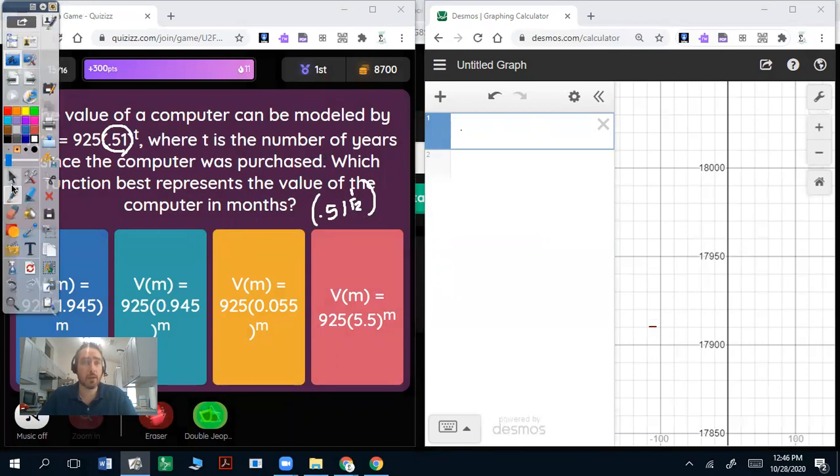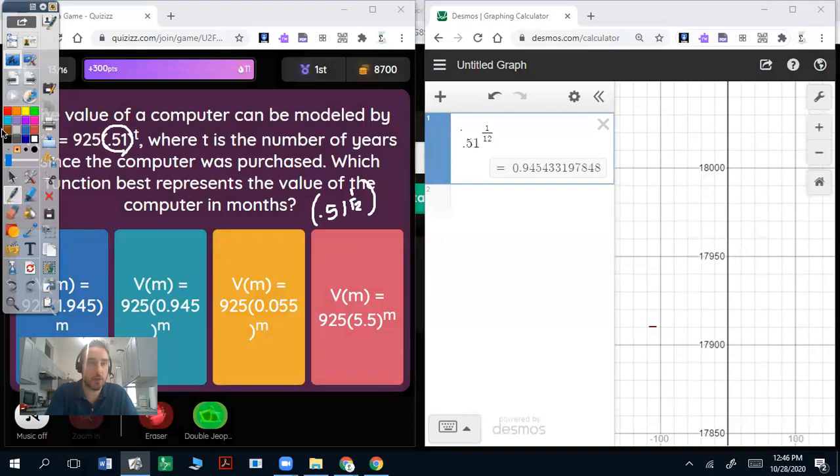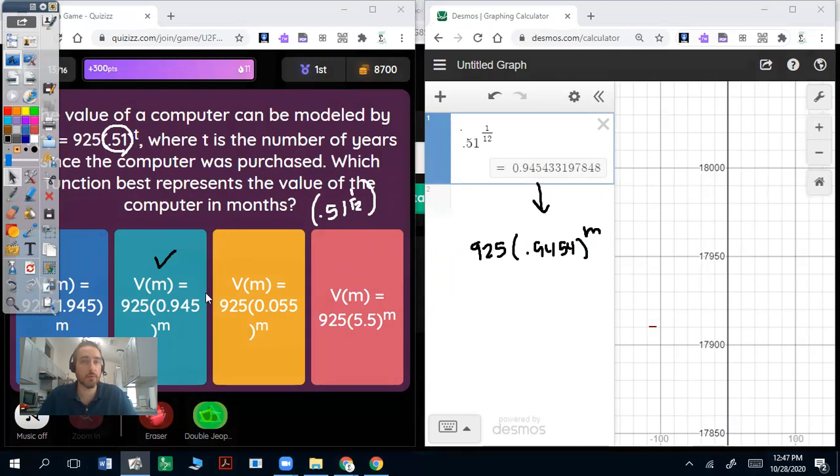So 0.51, if it's in the equation, it's as simple as taking what's in the parentheses, 0.51, raising it to the exponent 1 divided by 12. Then your base becomes something closer to 1. So in this case, 0.51 is going to get closer to 1. It'll be a little bit higher, 0.945. So your new function is going to be your same starting value, 925, but then it's going to have this number in here, 0.945, etc., to the m power, where m is the number of months. So it's going to be this one. It's still decay, so it's not going to have a 1 in front of it.